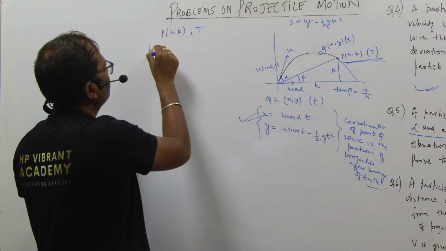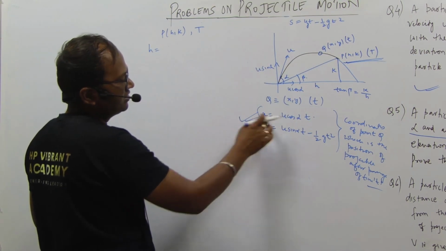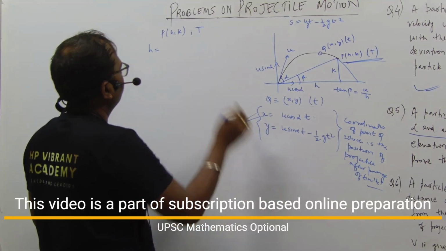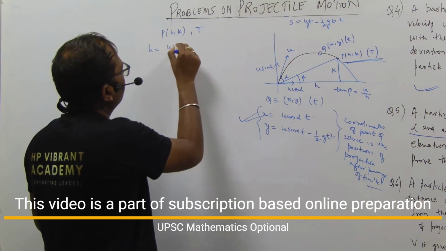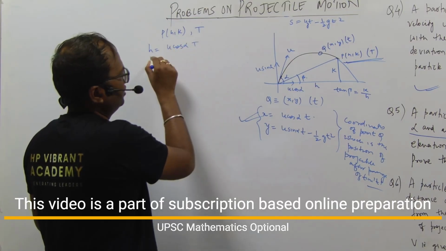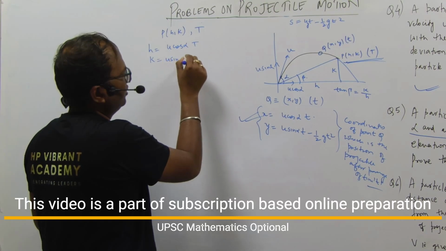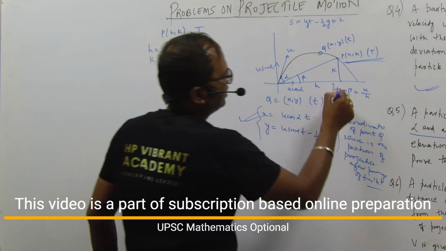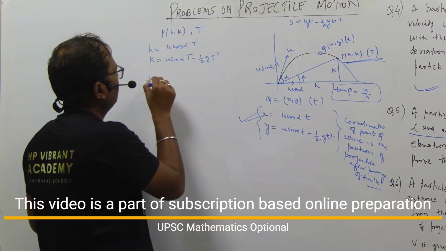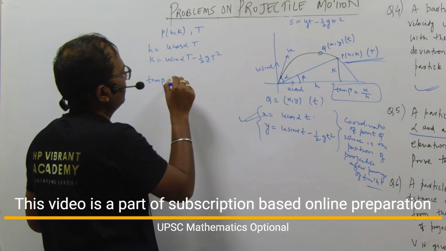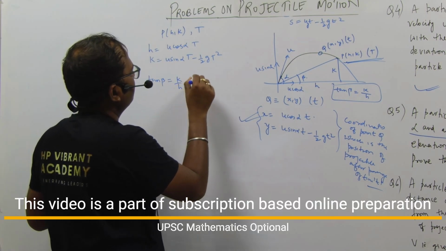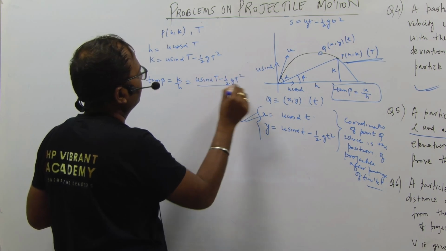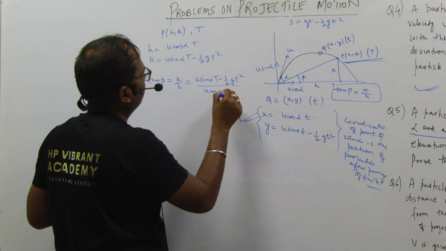Let us write down the values first. Put x is equal to h and t is equal to capital T, y is equal to k and t is equal to capital T. So h is equal to u cos alpha into capital T and k is equal to u sin alpha into capital T minus half g capital T square. So tan of beta is equal to k upon h, which is u sin alpha into T minus half gT square upon u cos alpha into T.